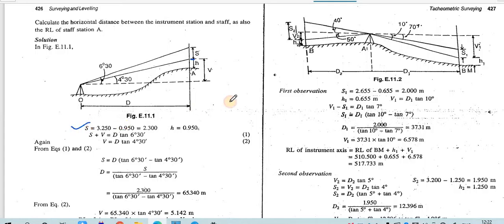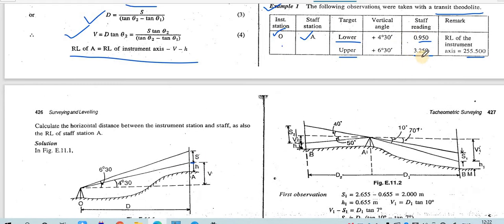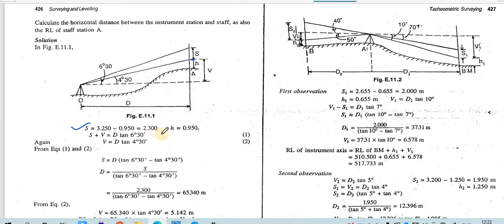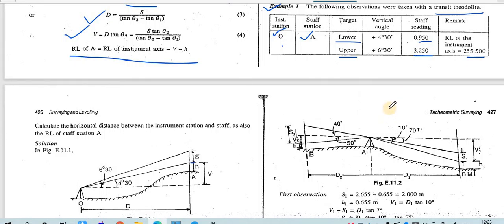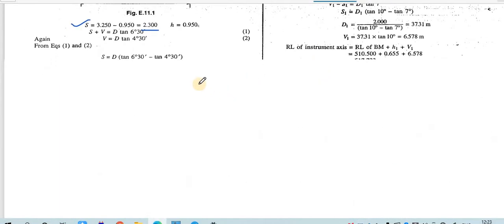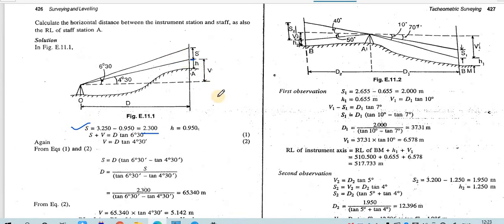So the staff intercept is not given directly, but it is given in the form of readings. The upper hair reading is coming out to be 3.250, and the bottom reading is coming out to be 0.950. So the difference of these two readings will be your staff intercept. Okay, H is given, that is, the central hair reading is given or what? Oh, sorry, the bottom hair reading is given. So H is nothing but your bottom hair reading. In this case, there is no central hair. In this case, we need to consider the bottom hair reading as a central hair reading. Okay, so H is 0.950.